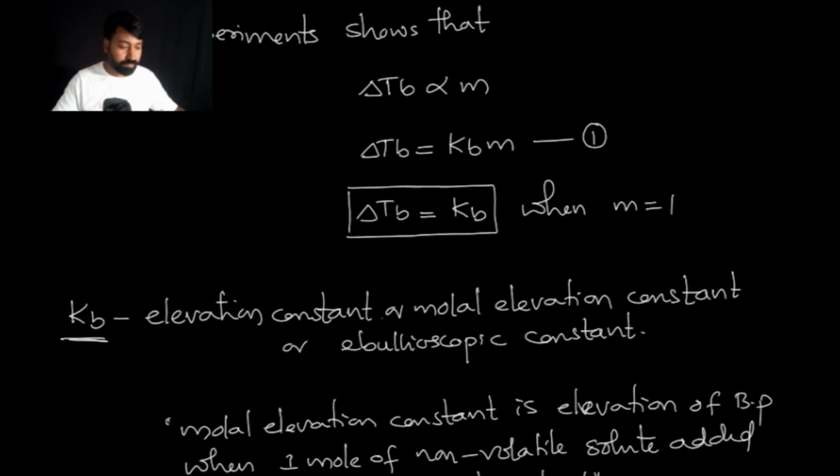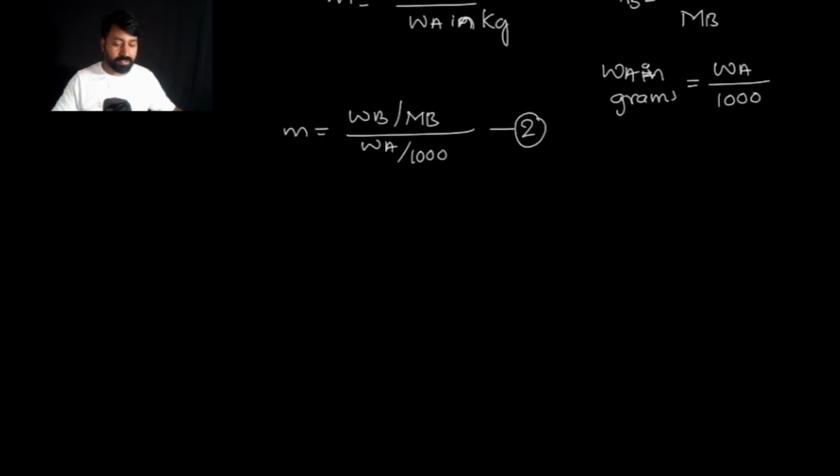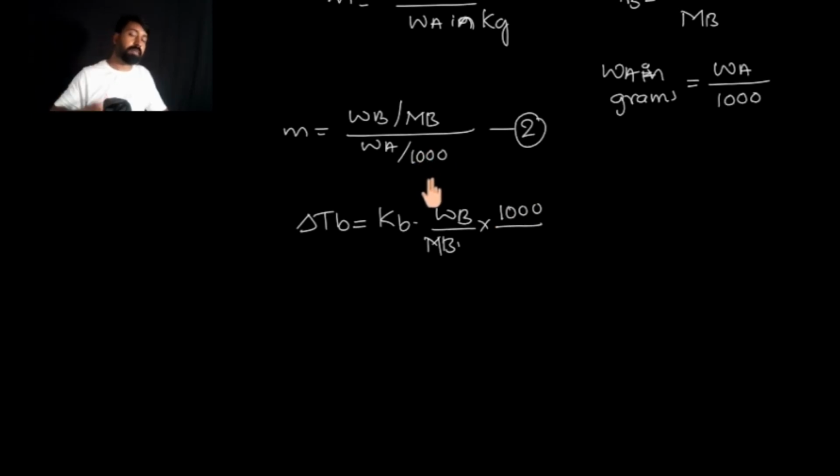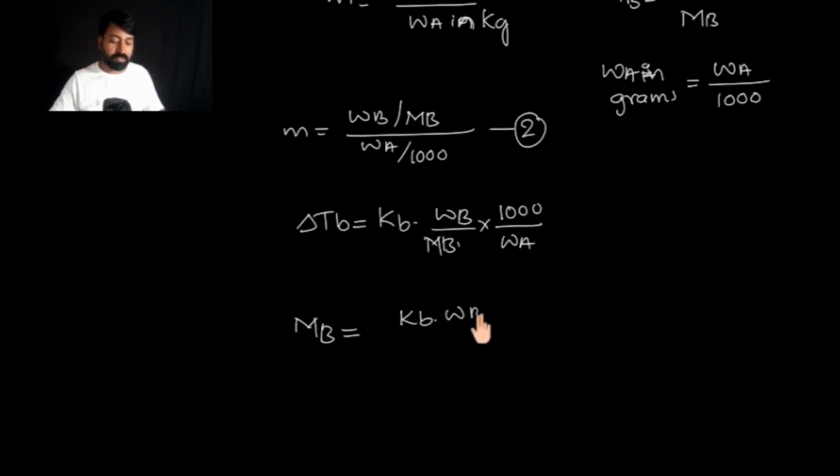I will combine these two equations, and by that what I get here is delta TB equal to KB into WB by MB, multiplied with 1000 because the denominator of the denominator becomes the numerator, divided by WA here. Now MB is equal to what do you get here? You just cross multiply, or you can say interchange delta TB and MB. We'll get KB WB into 1000, and that should be divided by delta TB and multiplied by WA. This is the equation.